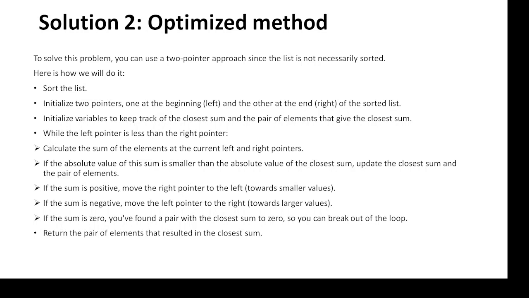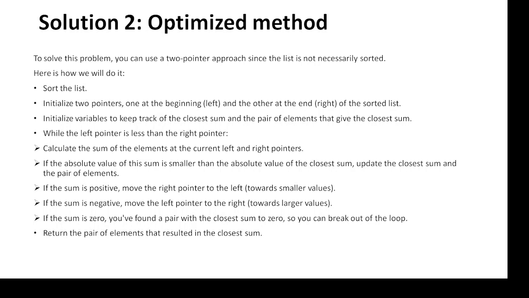So the input list is given. First we will sort the list, because many times the given list may be sorted, or it may not be sorted. So we will use the sort function and sort the list. Then we will initialize two pointers: we will place one pointer at the beginning of the list, on the left hand side, and the second pointer towards the right hand side of the sorted list. Then we will initialize variables to store the closest sum and the pair of elements.